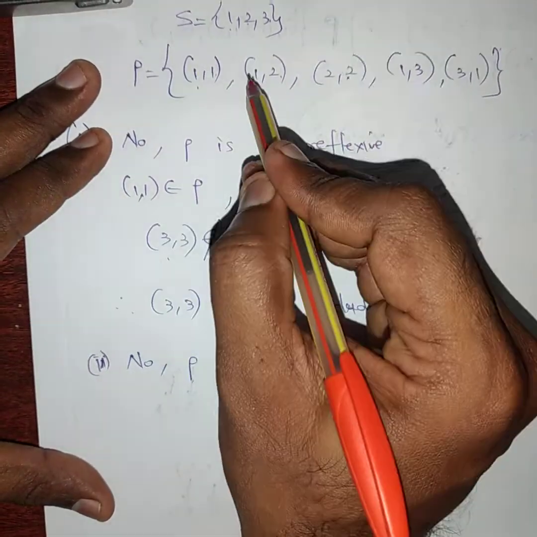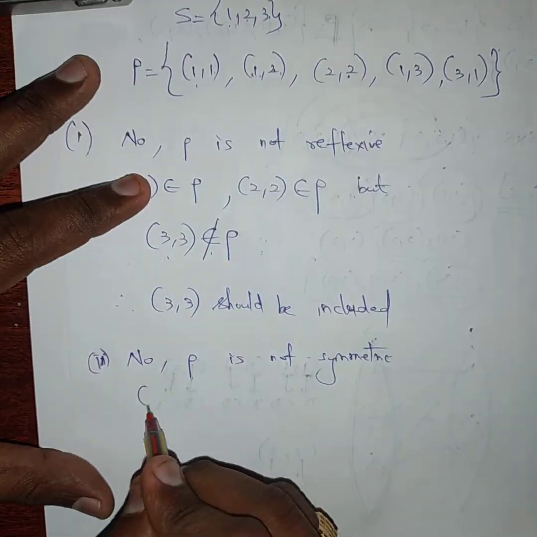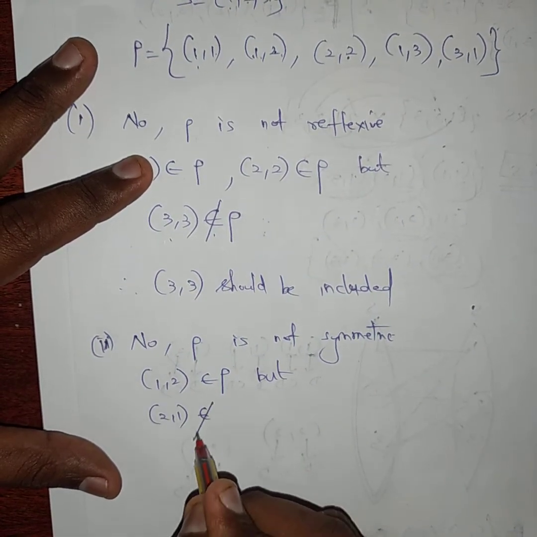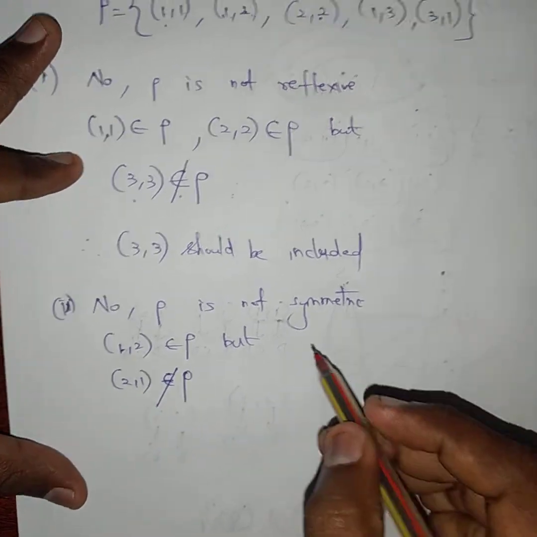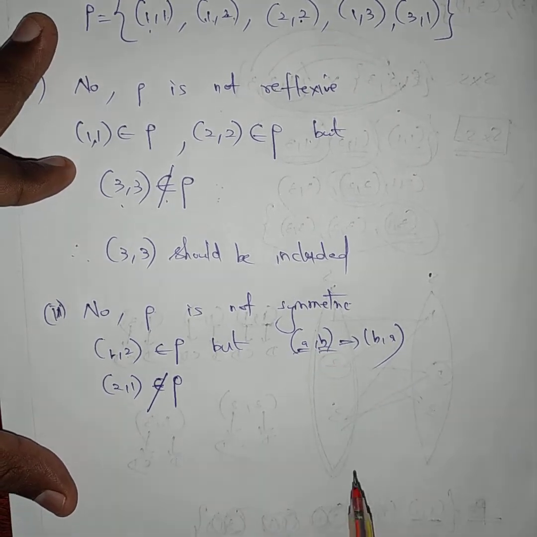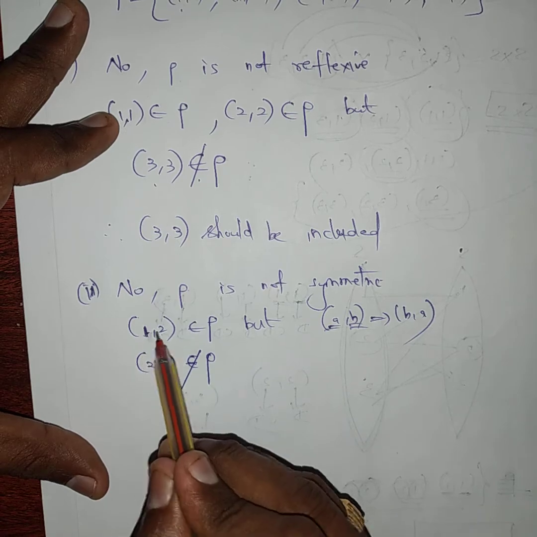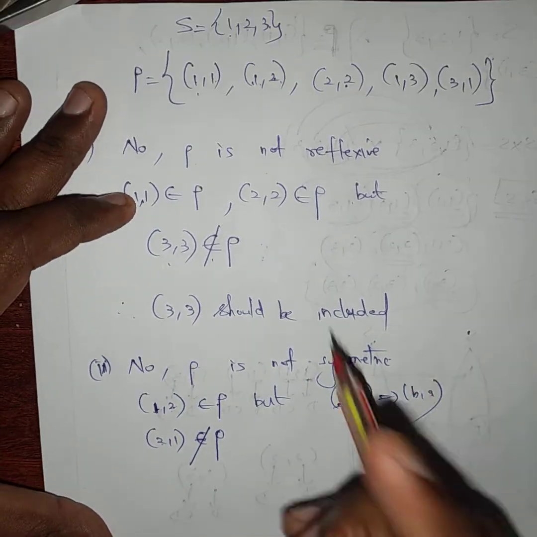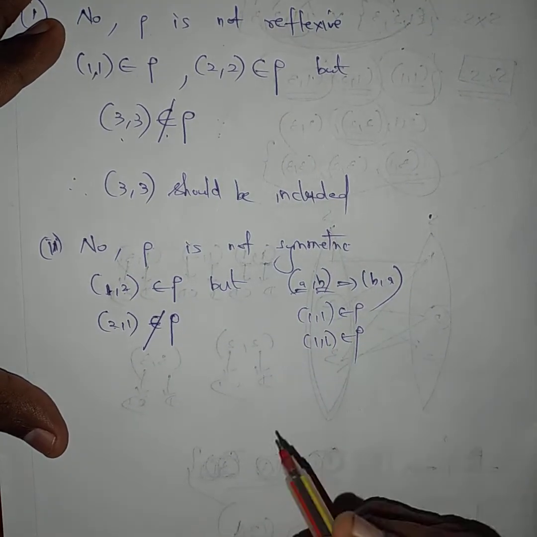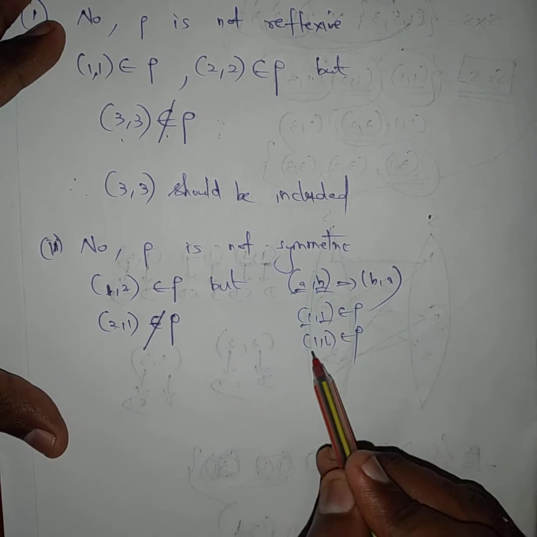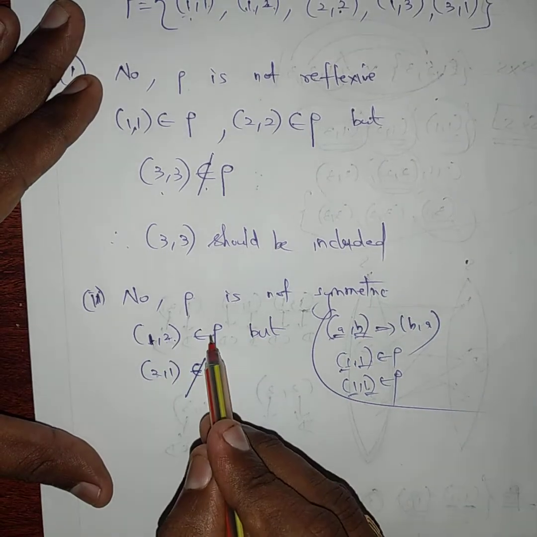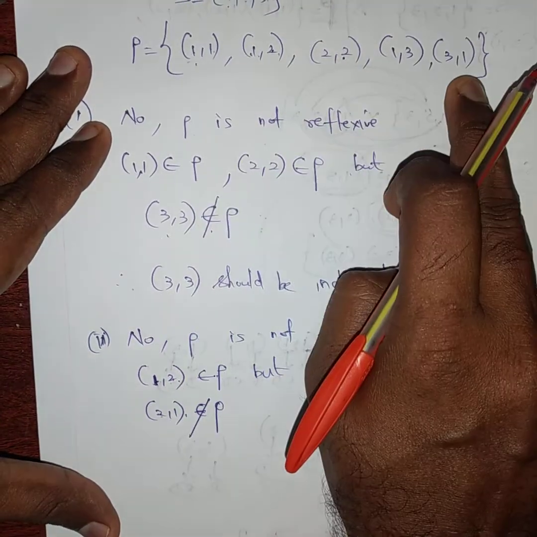For 1 comma 1, 1 comma 1 is present here. 1 comma 2 belongs to rho, but 2 comma 1 does not belong to rho. Now we know what symmetry is: A comma B means I want it to contain B comma A. This A is domain, this B is codomain. So 1 comma 2 belongs to rho, but 2 comma 1 does not belong to rho. We can check 1 comma 1: if 1 comma 1 belongs to rho, the same 1 comma 1 belongs to rho. No problem here. This is domain, this is codomain. So 1 comma 2 belonging to rho means 2 comma 1 should belong to rho. There is no 2 comma 1.